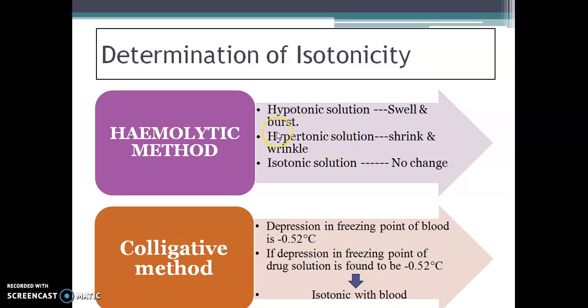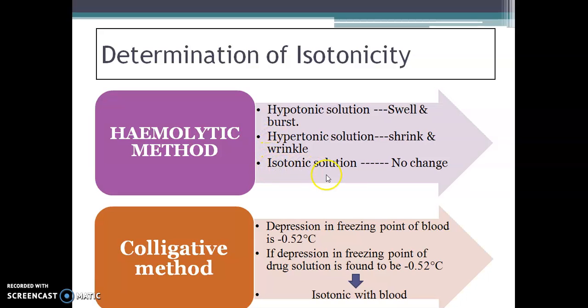Now, second is the hypertonic solution. When the RBC is placed in the hypertonic solution, the concentration of solute is relatively higher than that of the RBC. Hence, the fluid flows out from the RBC, which causes shrinkage and the RBC becomes wrinkled.